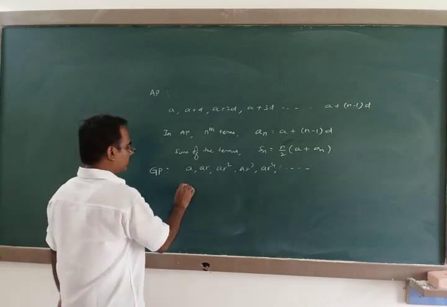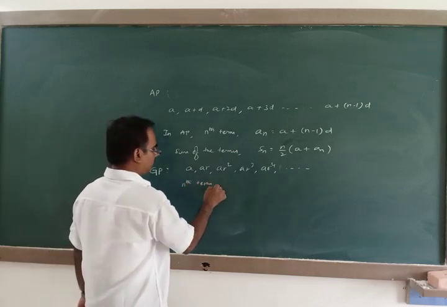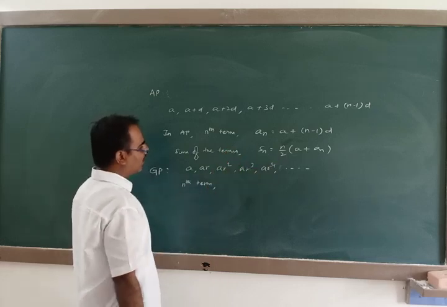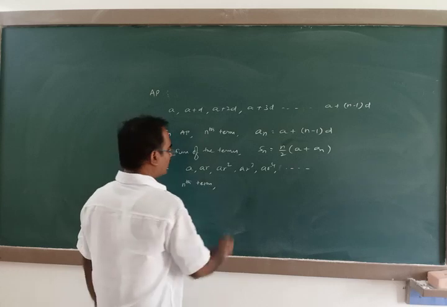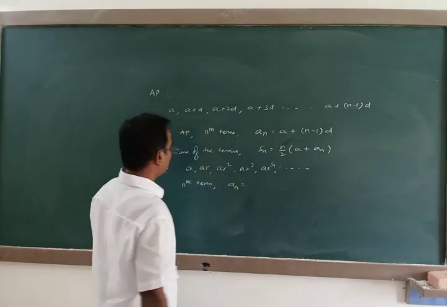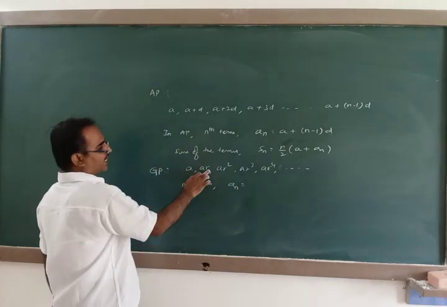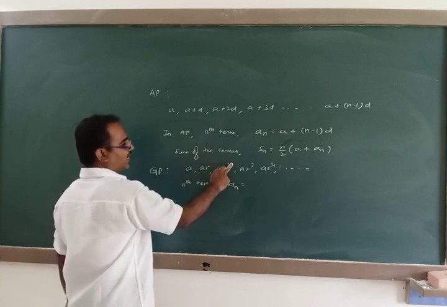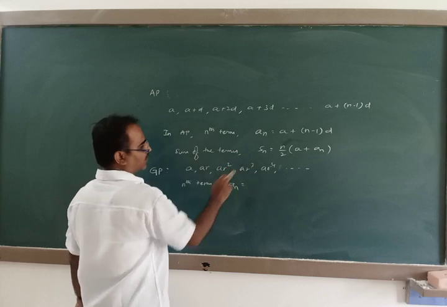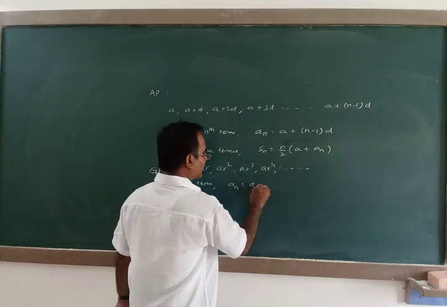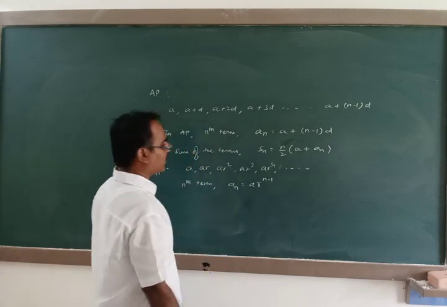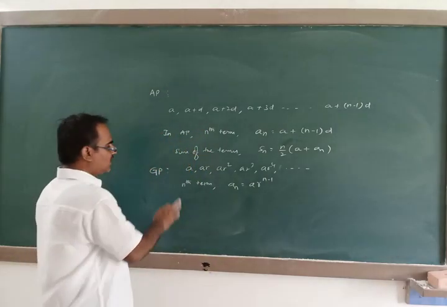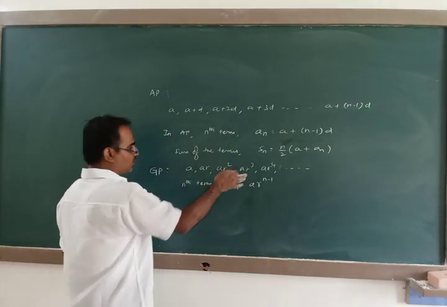So in this series, if n terms are there, what would be the nth term, An? Here you see, for the second term R power 1 is there. For the third term R power 2 is there. For the fourth term R power 3 is there. Like that, for the nth term R power n minus 1 will be there. So this is the nth term in this geometric progression.